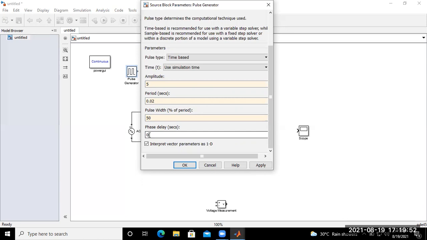Let me calculate it. Whatever your alpha angle is, that means 30 degree, 45 degree, 60 degree, whatever delay comes, the total is 2 pi. Divide by 2 pi, convert into seconds, and the time period in seconds is 1/50, that means 0.02. So just multiply by the time period.